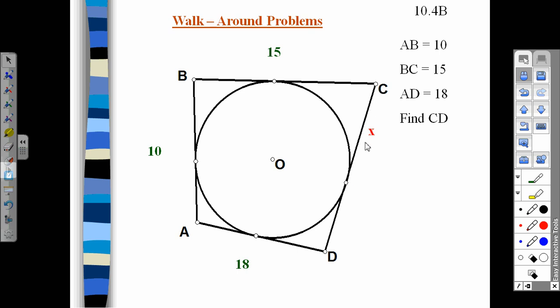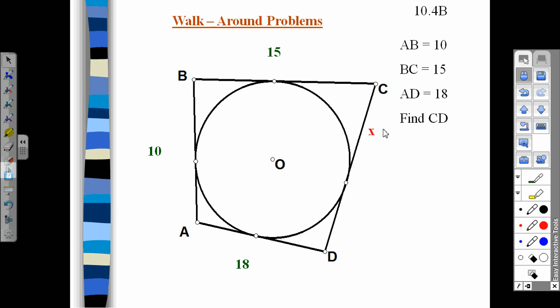So you're going to make sure that you're putting that X on one of the pieces of the side you're looking for. Don't put it over here, because you know BC and you know that AB is here, so don't put it over here, don't put it down here. You've got to put it over there.